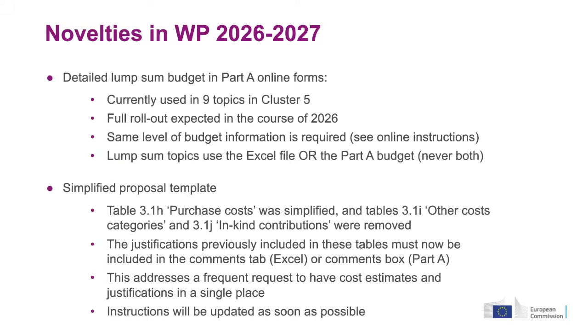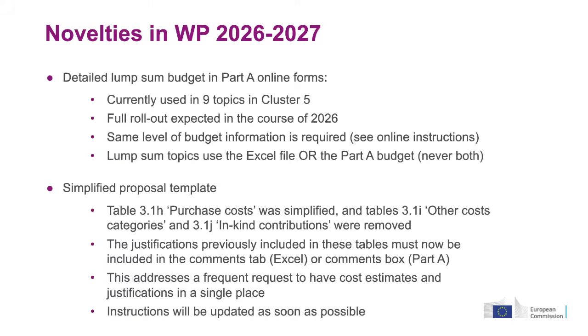Then we have another simplification of the proposal form. I mentioned we use exactly the same proposal form as all other Horizon Europe proposals, and this proposal form has been simplified for the work program 26-27 calls by removing certain tables that detailed a number of cost items, in particular purchase costs, other cost categories, and in-kind contributions. They're no longer there, and the table for equipment, I think, has been simplified at the same time. So it still is there, but it's simplified.